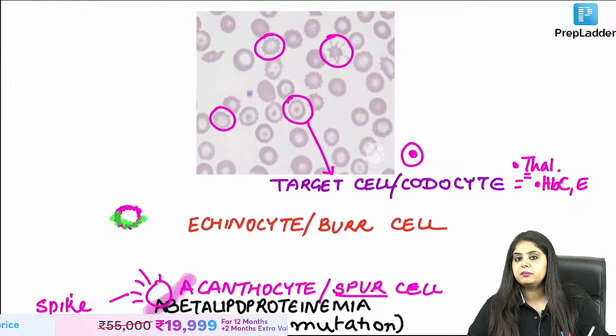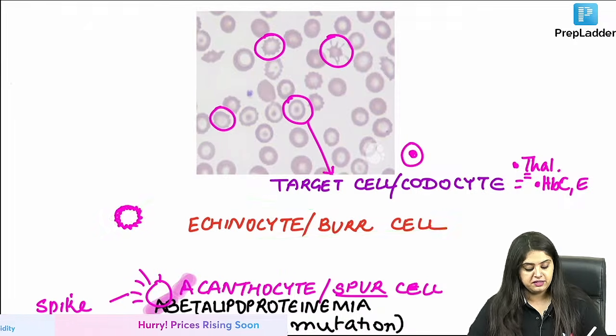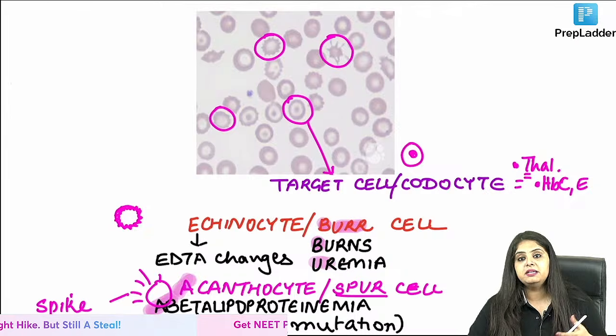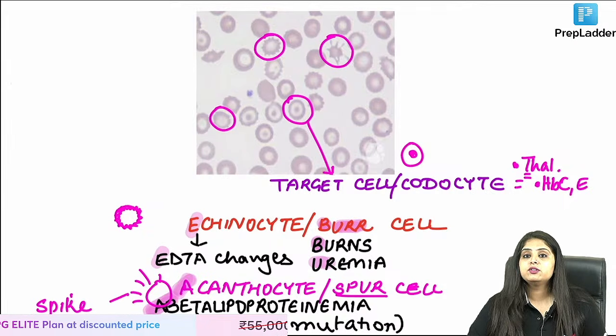These blurry spikes are going to be the Burr cells, also known as echinocytes. Burr cells are seen in B for Burns and U for uremia. I also call it echinocyte. So they are seen because of EDTA changes.